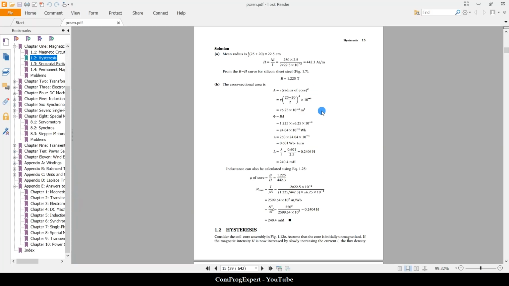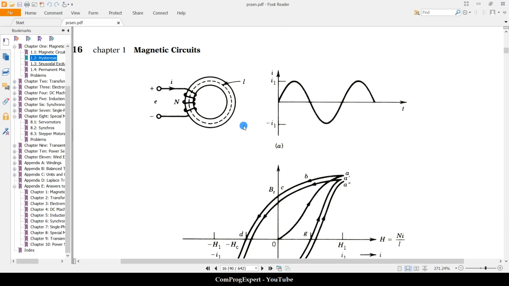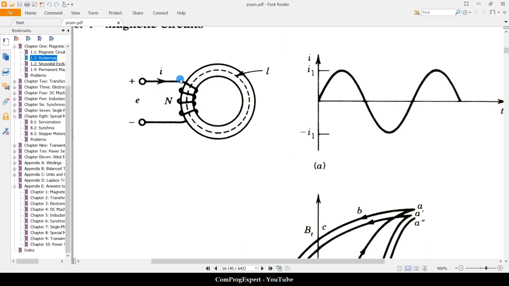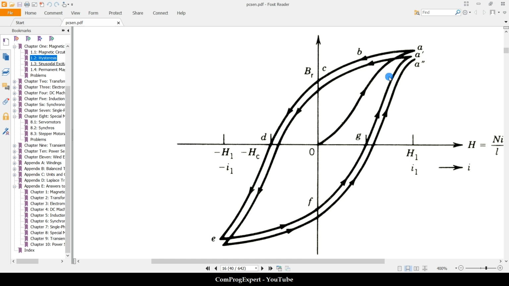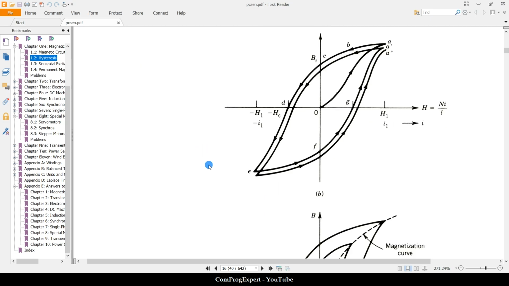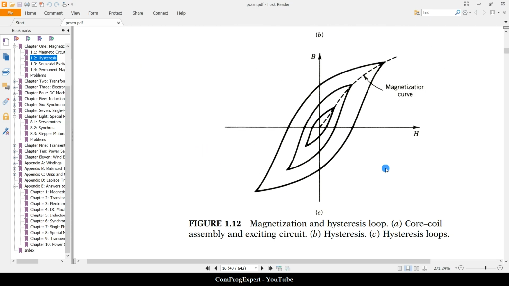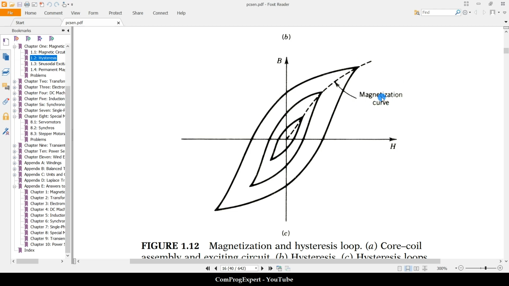Let's review this concept. When we have a coil core system and we have a sinusoidal current in it, this is the trajectory, right? You can read the hysteresis part of chapter 1, and as you can see, this is the magnetization curve, the normal magnetization curve.